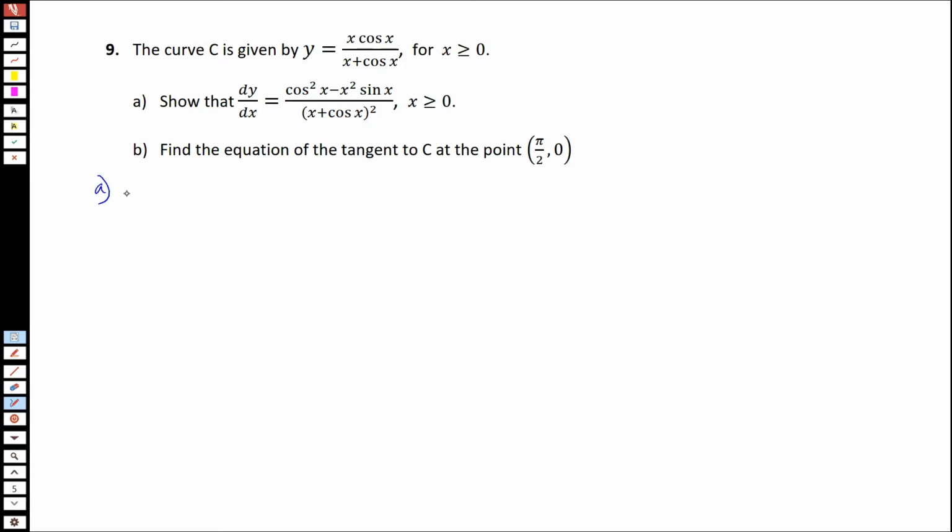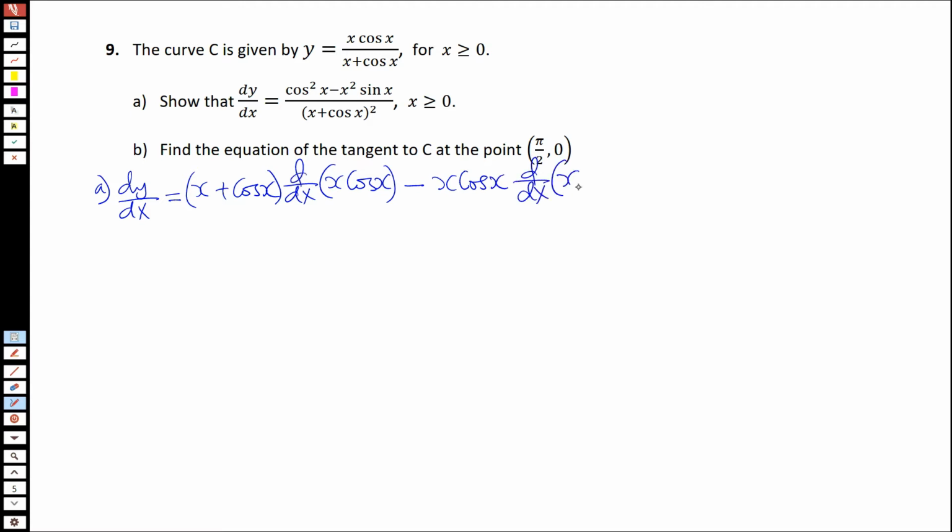So dy over dx will be equal to x plus cos x multiplied by the derivative of x cos x, minus x cos x multiplied by the derivative of x plus cos x, all this over x plus cos x squared.